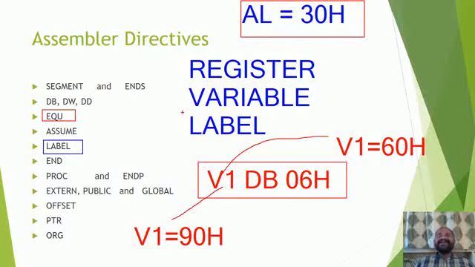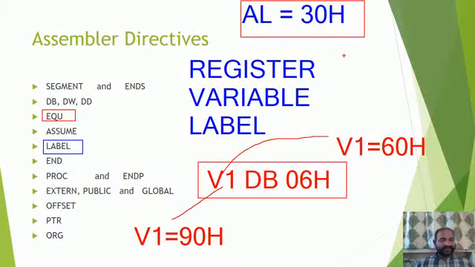Next case is a label. A label is also a name assigned to a memory location, from a reference point of view. It is a memory location only, but it is not used for holding values.